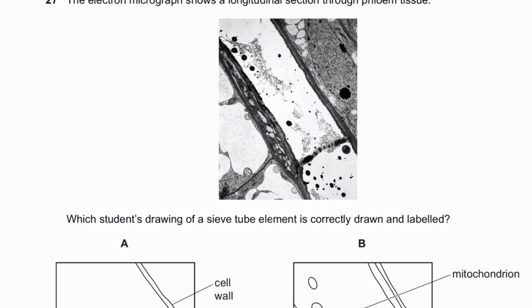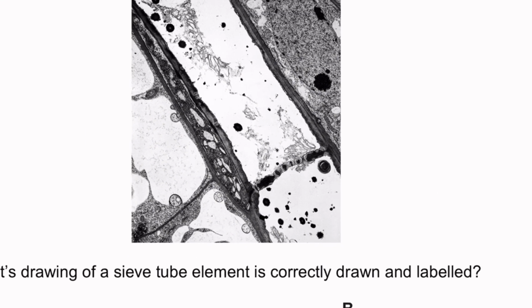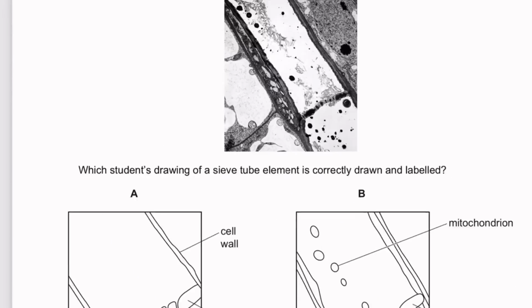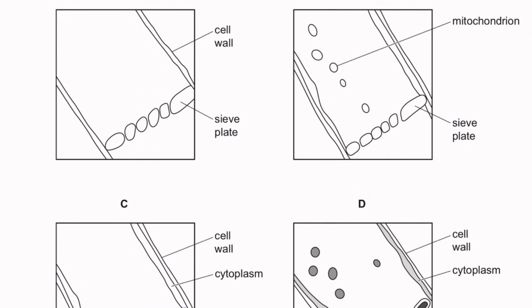I think that the only thing that you can actually label here would be the cell wall and the sieve plate. Maybe even the cytoplasm, you could see the edges. So yeah, I would definitely choose C. And no, I would never choose D because D is colored and you shouldn't be coloring your drawings. Not here, not in the lab.